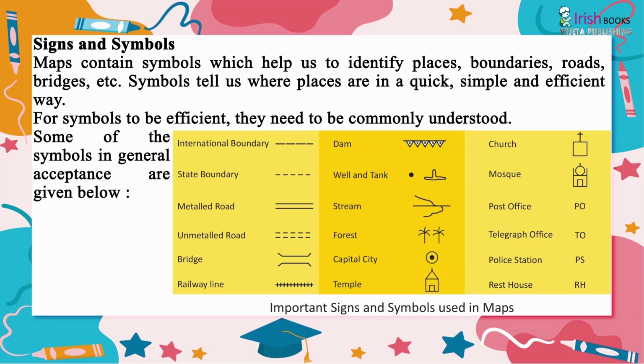International boundary, state boundary, metalled road, unmetalled road, bridge, railway line, dam, well and tank, stream, forest, capital city, temple, church, mosque, post office (PO), telegraph office (TO), police station (PS), rest house (RH). Important signs and symbols used in maps.